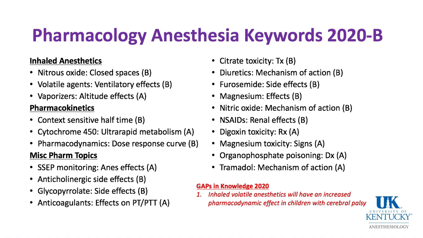Inhaled anesthetics, nitrous oxide, closed spaces. We know that they move into air-filled spaces and make them bigger. And the B after it stands for the basic content outline. Volatile anesthetics, what do they do to ventilation? We pant with low tidal volume and respiratory rates. Vaporizers, how do they work at altitude?